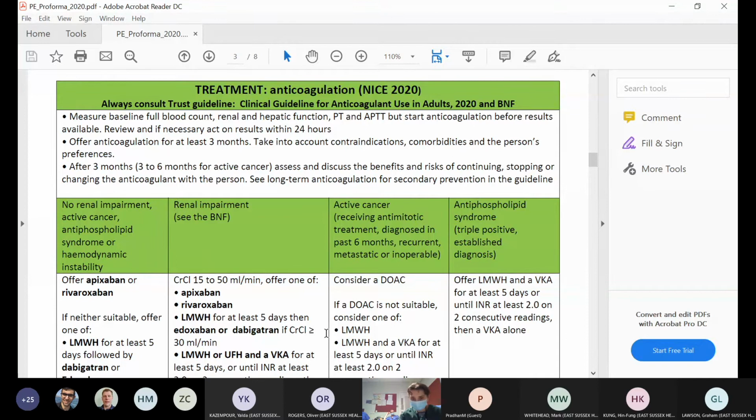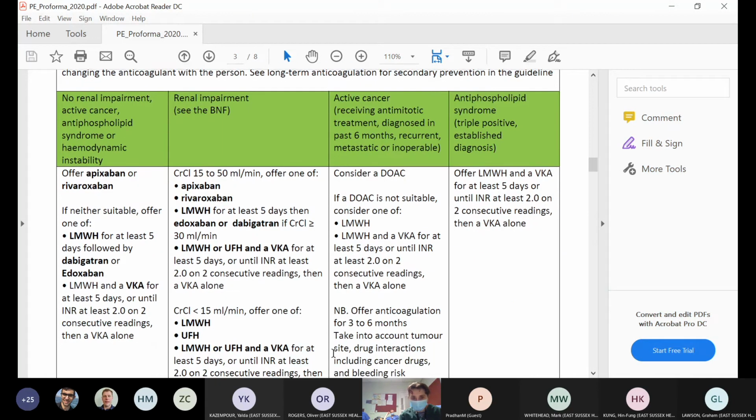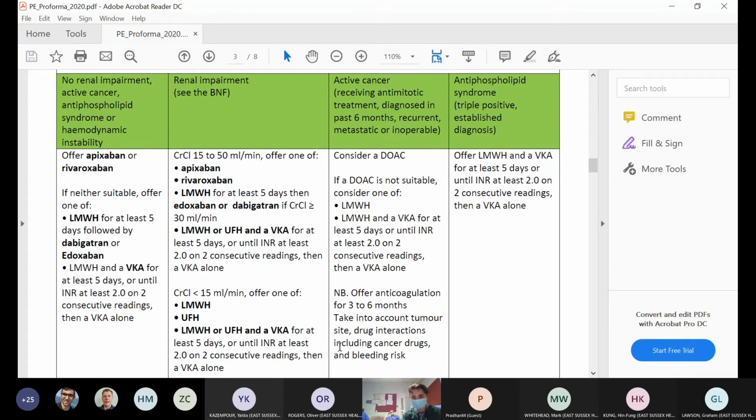So this is a kind of basic graph in the NICE guidelines. In our trust, we're using apixaban and rivaroxaban. We don't need to use Clexane before that. Dabigatran and edoxaban do need a little bit of Clexane before switching, and obviously warfarin is still on the list.